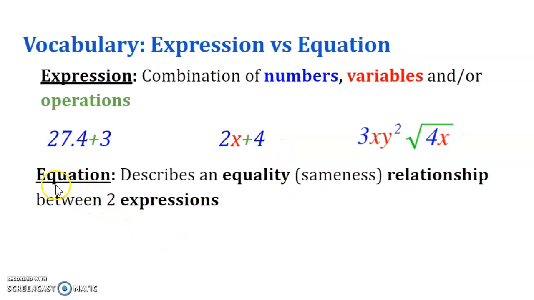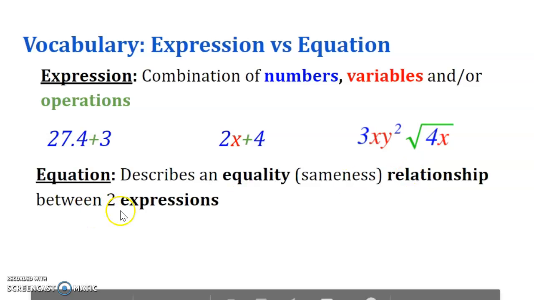Okay, in contrast, equation, it describes an equality. Okay, so something that is equal or sameness, equal in value relationship between two expressions. So for example, you can have 27.4 plus 3. What is that value equal to? It's equal to 30.4. What you're saying is what is on the left-hand side is equal in value to what is on the right-hand side. And that's what the equal sign is telling us.